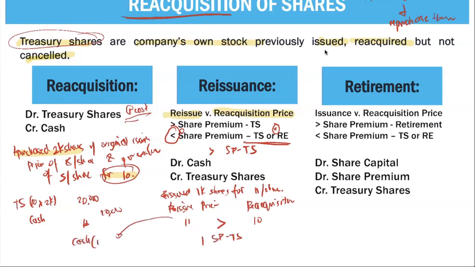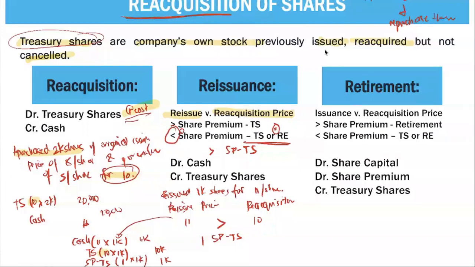We debit cash on the amount we receive, 11 pesos per share. How many shares? 1,000 shares, so 11,000. And then we remove the treasury shares at cost. 1,000 shares, the cost per share is equal to 10, so 10,000. And then the remainder is share premium TS, 1 times 1,000, so 1,000. Okay, take note, treasury shares are recorded at cost. So the cost is 10. Clear?